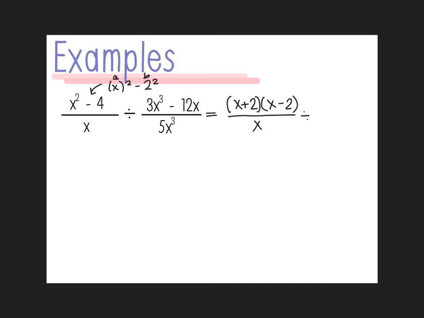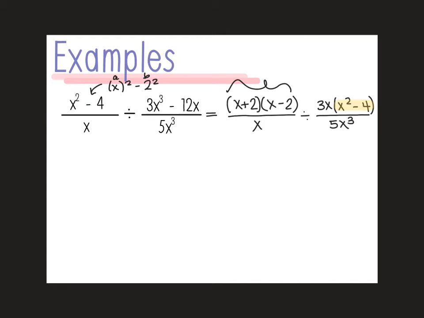Then on my next numerator, I can factor out a 3x. And remaining, I would have x squared minus 4. In the denominator, it's fully factored. If I look one more time, I notice that x squared minus 4 can be factored further. And so it's actually the exact same as what we factored right here.